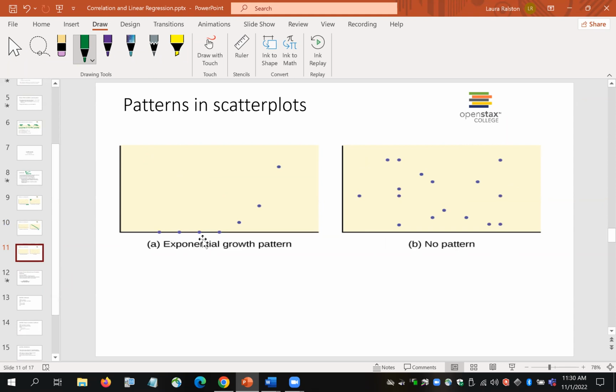Finally, you could have a pattern within the dots, but that pattern may not be linear. This one is actually what they call exponential. You could also have something that perhaps looks more like a parabola. So that would be more of a quadratic growth pattern. It's still a pattern, but it's not linear. Or lastly, another option would be that there's no pattern at all. There's no rhyme or reason. It just looks like a bunch of dots on the page.